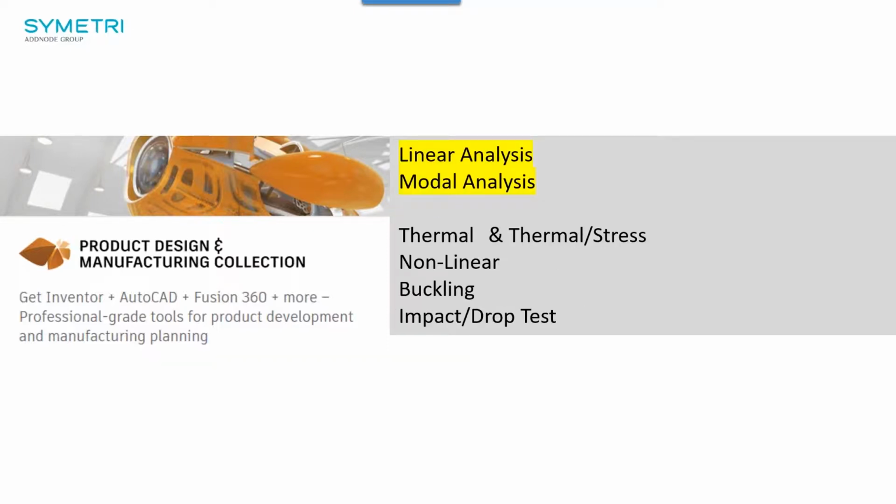Now, the difference between the Fusion simulation and the Inventor simulation is that inside Inventor you have the ability to do linear and modal analysis. If you want to do something like thermal or buckling or drop testing, then either you will need to go into Fusion simulation or into Nastran. In CAD, it's now called Inventor Nastran, which you also have access to, which works inside the familiar Inventor interface.